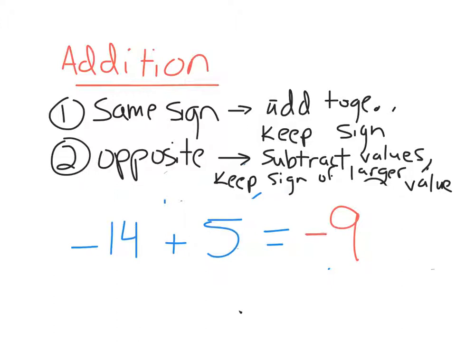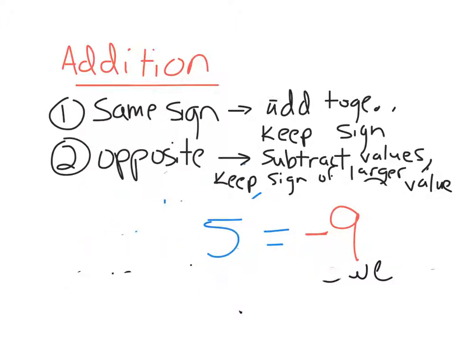Since it was negative, so is my 9. There's my answer, -9. And again, if you want to think of it in terms of money, look at it as, well, I owe $14 and I only have 5. So therefore, I still owe another 9. And that's how we're going to look at that.